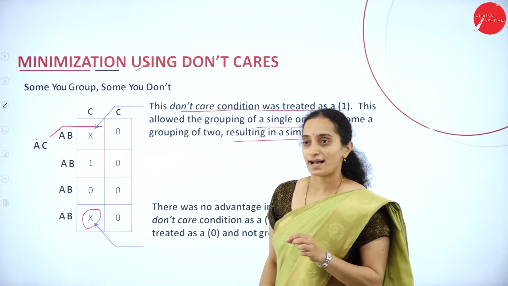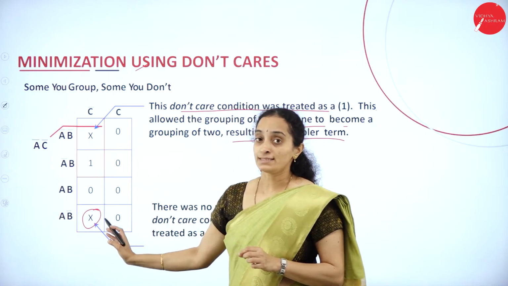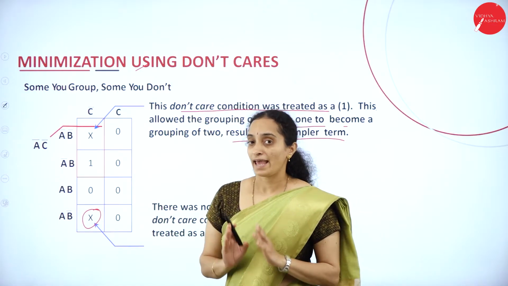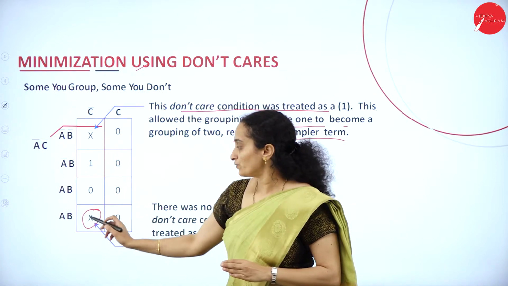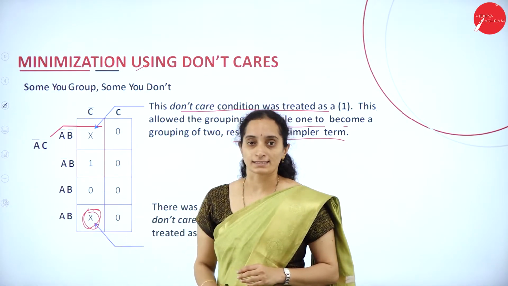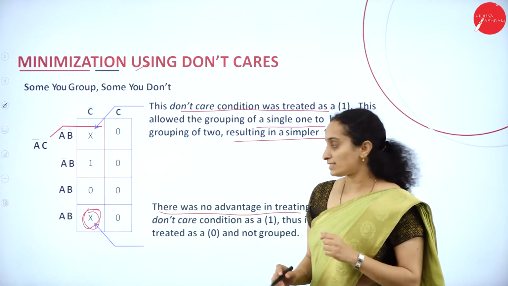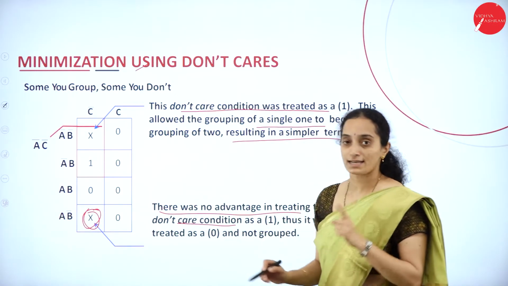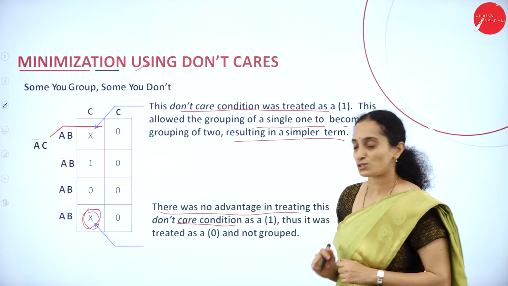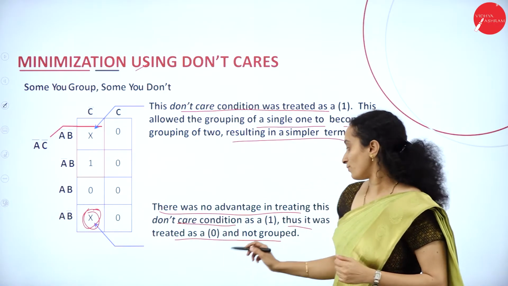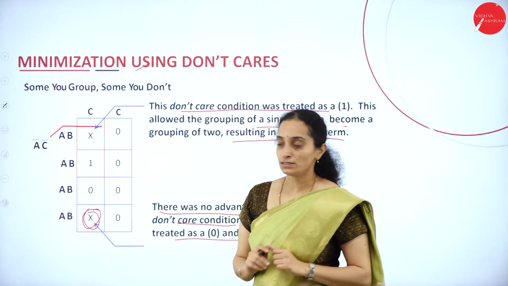The meaning is that if you have an x that doesn't belong to any group and doesn't help you in making a group, you need not consider this x. You can skip this x. There was no advantage in treating this don't care condition as a 1, because you cannot add this to a group. Therefore, it is treated as a 0 and has not been grouped.